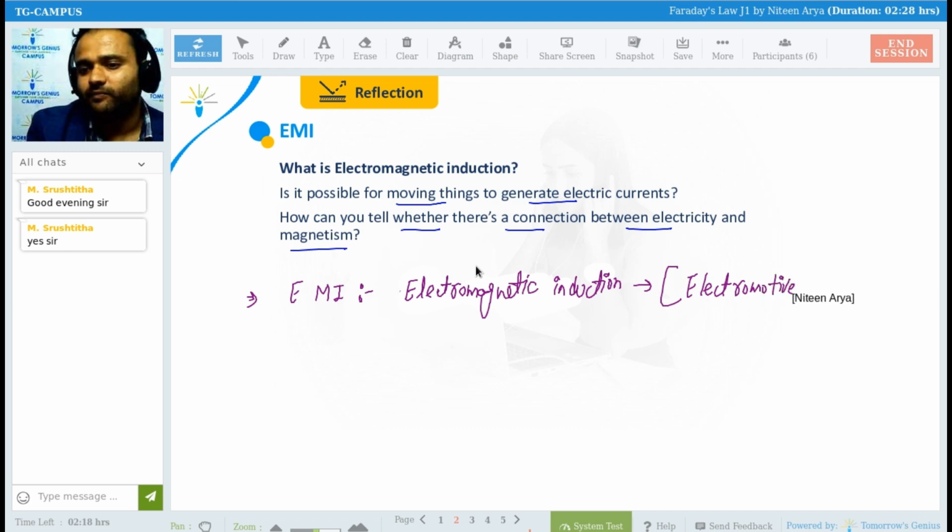Electromotive force is a kind of force, and this word itself is made up of two words. Electro means electron, motive means motion. It is a force which is going to move your electrons, and whenever a movement of electrons is observed, we get electric current. Is this clear, everyone? Good.